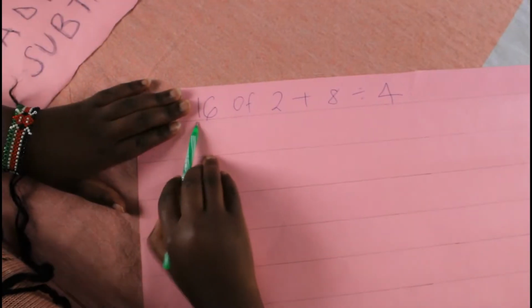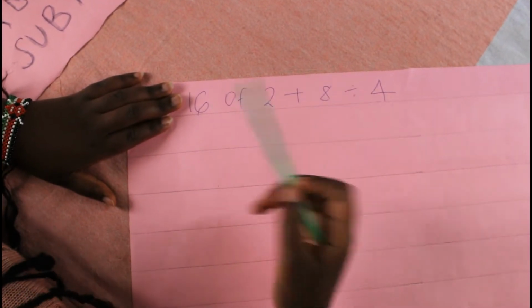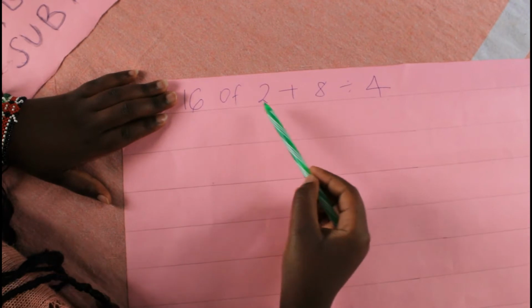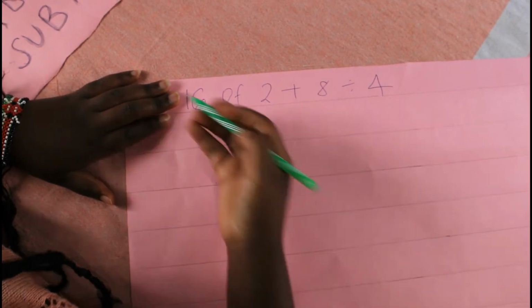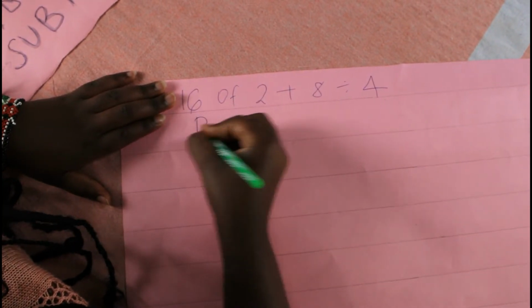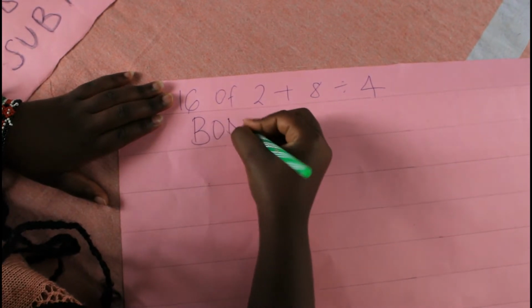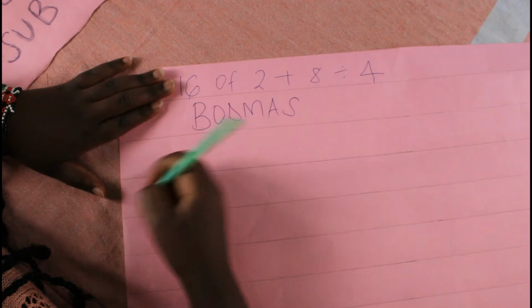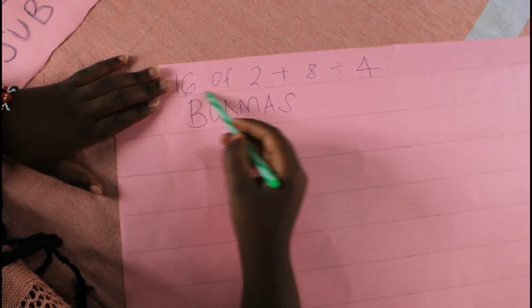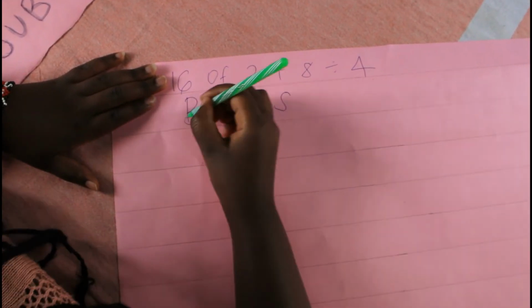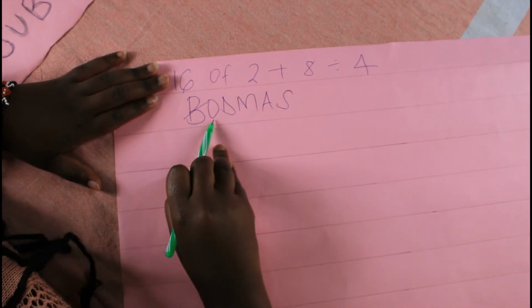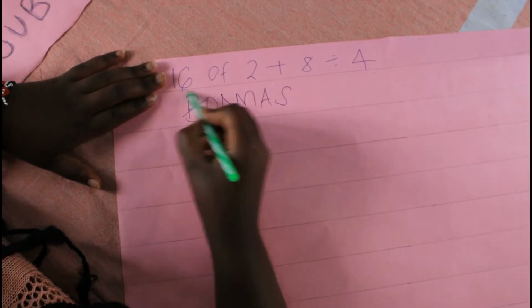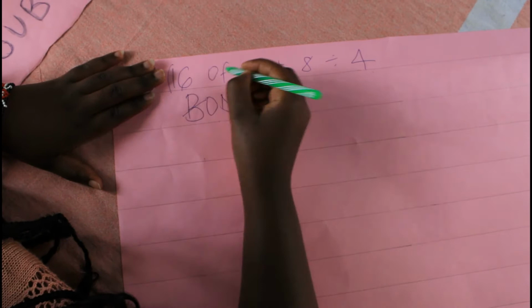So in the second example, you have such a question. You have 16 of 2 plus 8 divided by 4. So you just write BODMAS. Then in mathematics, all you need to do is make sure that your work is organized from the first step to the last step. That's all you require. So in such a case, you check whether there are any brackets. We don't have any brackets, so you cancel it out. Then, do you have any off sign? Yes, you do have one, which is 16 of 2.